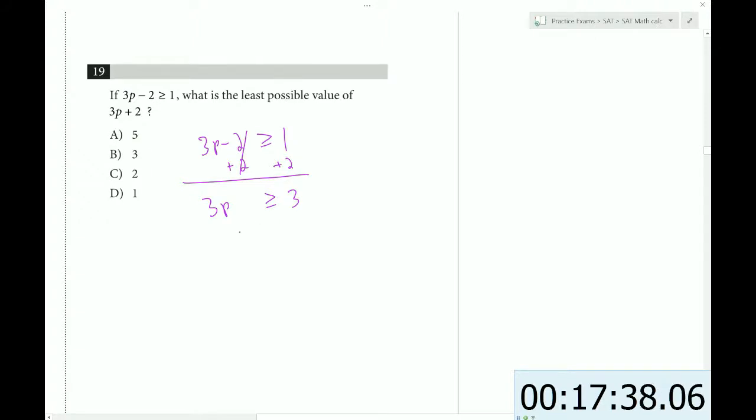What I'll do is I'll add 2 to both sides. So then I'll have 3p plus 2 is greater than or equal to 5. Okay, so that means that 5 is the extreme value here, and you could be anything above that. So 5 is the smallest possible value of that.